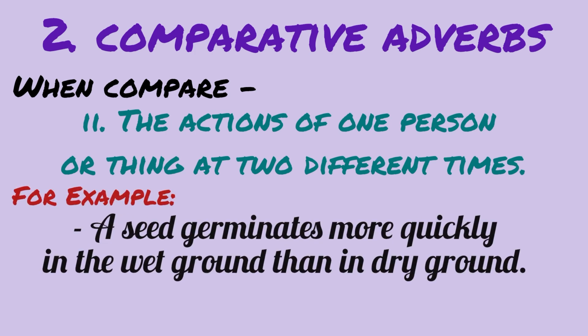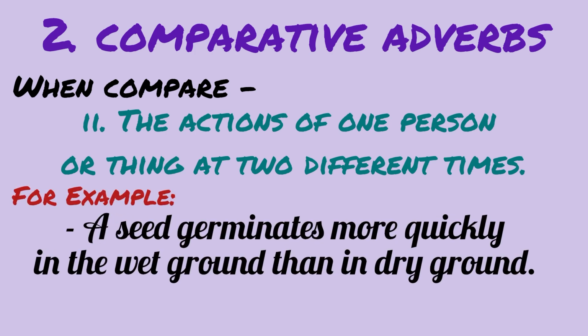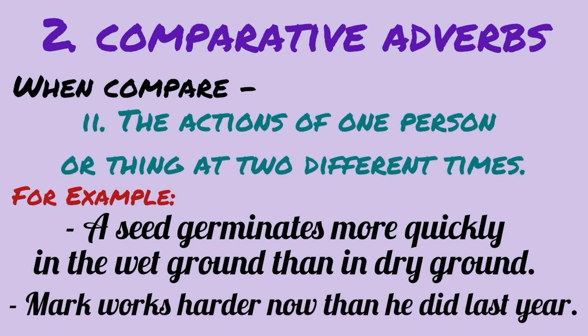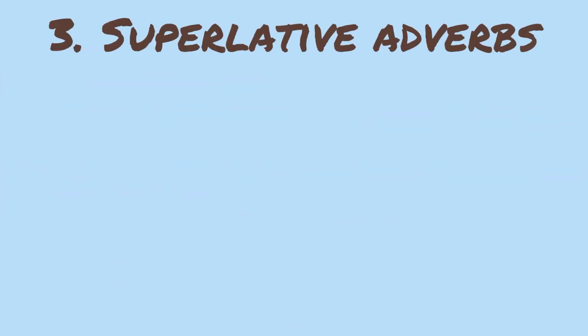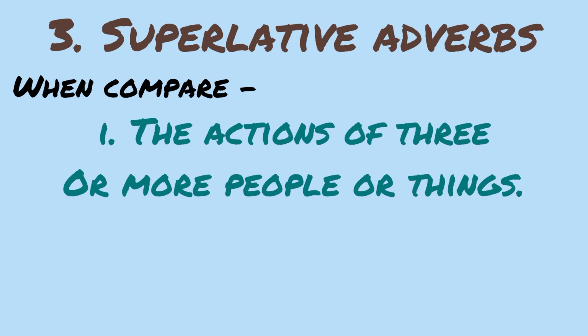For example, a seed germinates more quickly in the wet ground than in dry ground. Mark works harder now than he did last year. In these examples, one action from the same person or thing is compared at two different times. We use superlative adverbs when we compare the actions of three or more people or things.